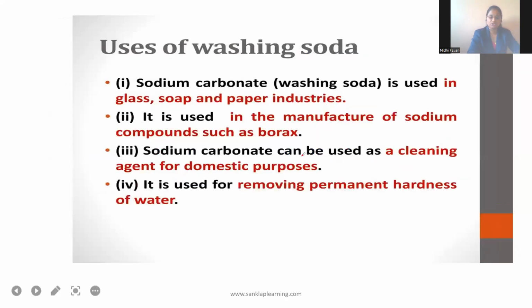Uses of washing soda: it is used to prepare soap, as well as in the glass and paper industry. It is also used to manufacture borax. It is also used as a cleaning agent in households. It is used for removing permanent hardness of water, like bore water, which has a lot of salt content. To remove that, washing soda is used.